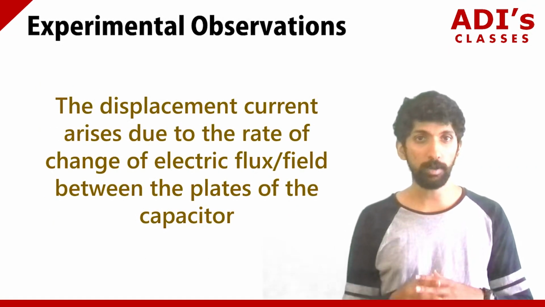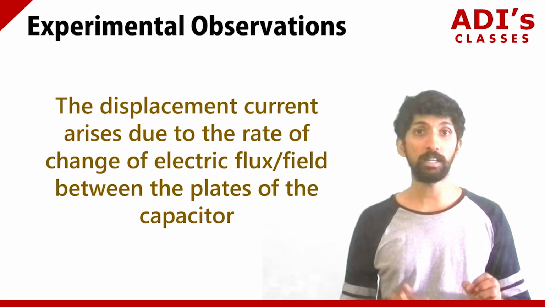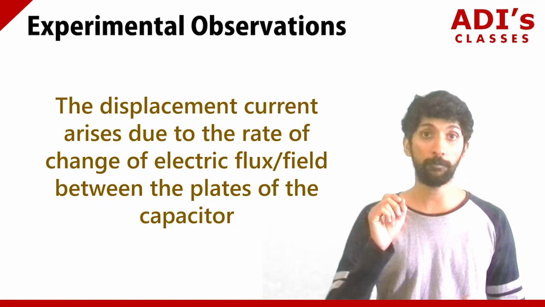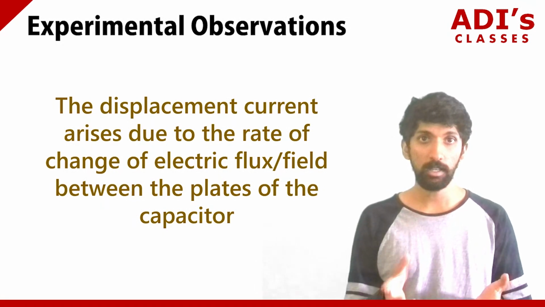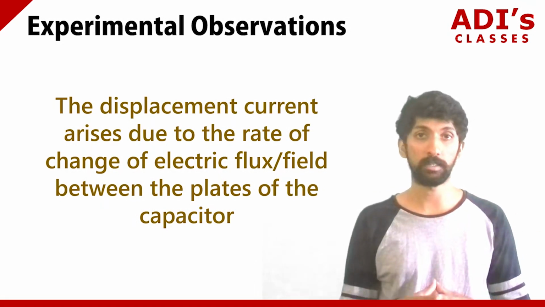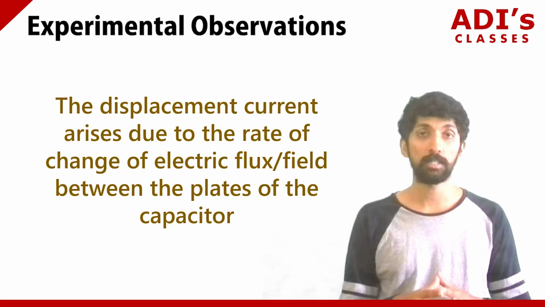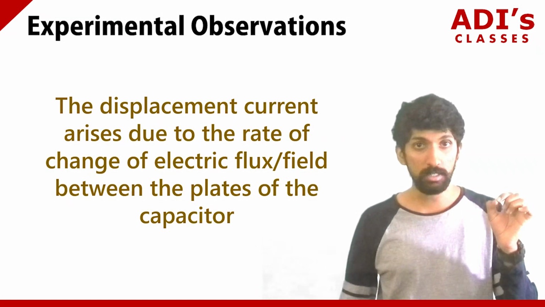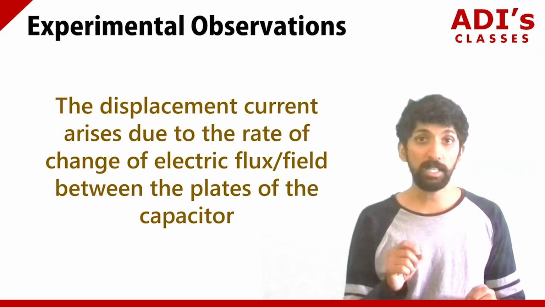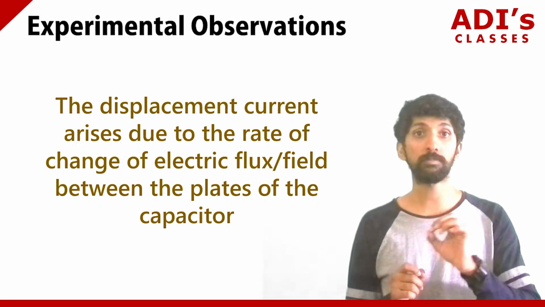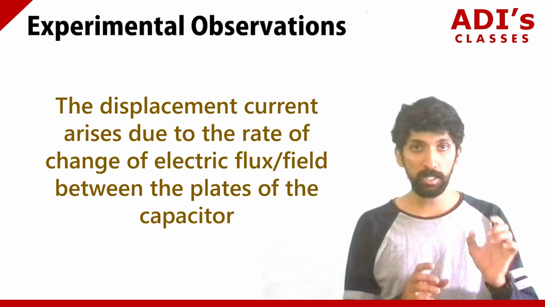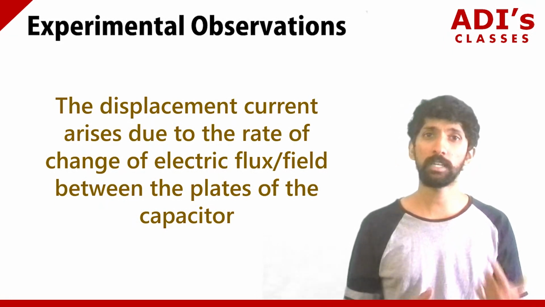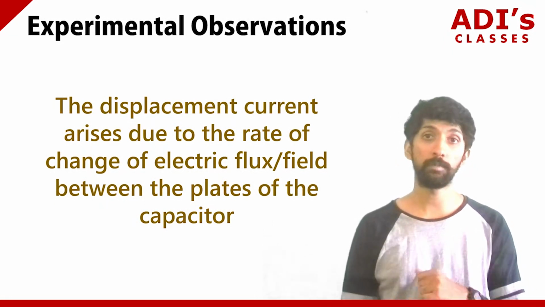The next one is that the displacement current arises due to the rate of change of electric flux or electric field between the two plates of the capacitor, right? So this is what we noticed. That's how the displacement current arises. Just as the conduction current, the displacement current is also a source of magnetic field, because displacement current is also a change in electric current. So if we have a change in electric current, obviously a magnetic field will be produced, right?